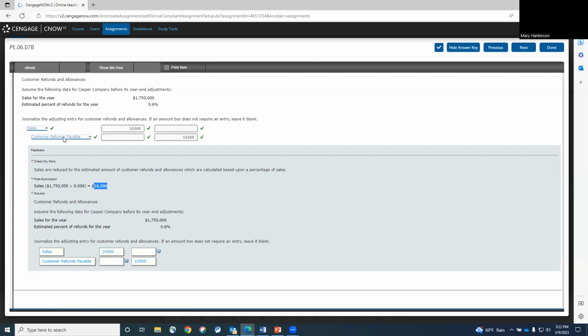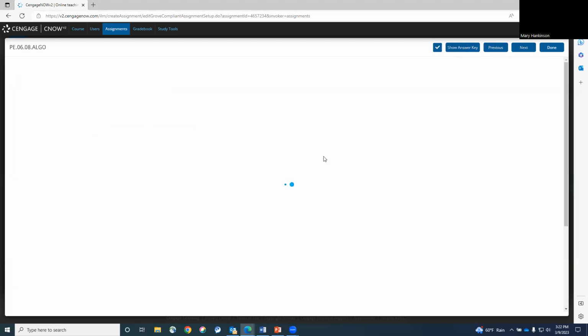And then the debit will be to the payable, and then the credit will either be your cash, if it was a cash refund, or it'll be against accounts receivable if the refund was issued as a credit memo. All right, so let's move on to the next problem.